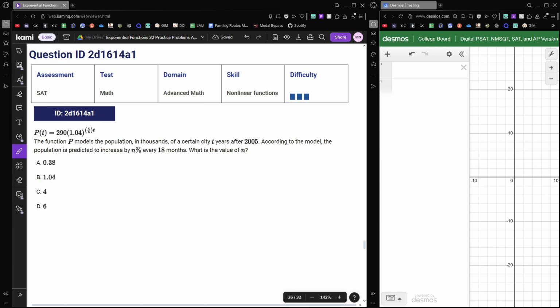Question number 26. The function p models the population in thousands of a certain city 2 years after 2005. According to the model, the population is predicted to increase by n% every 18 months. What is the value of n? Alright, we just had a question like this 2 problems ago, except that question we had exponential decay, but this problem it says that it's increasing by n%, which means it's exponential growth.